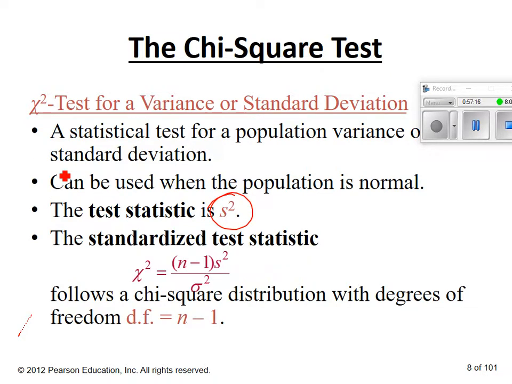This is the one thing I would write down, this formula right here. So we use that formula to find our standardized test statistic. This is the formula, like we were just using for z, that you're going to use on every problem.